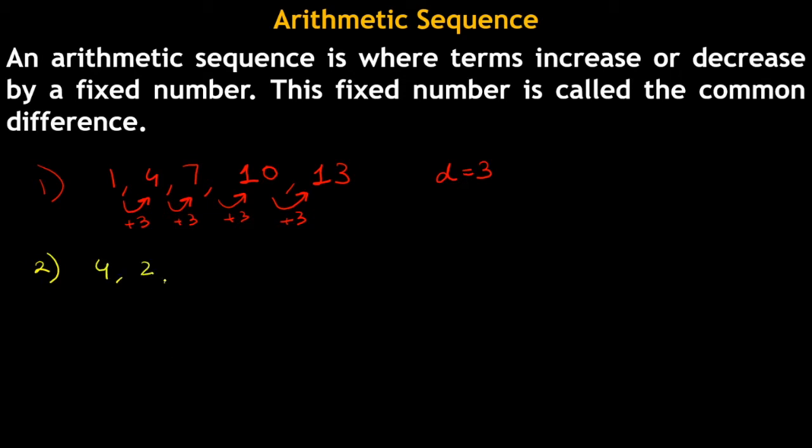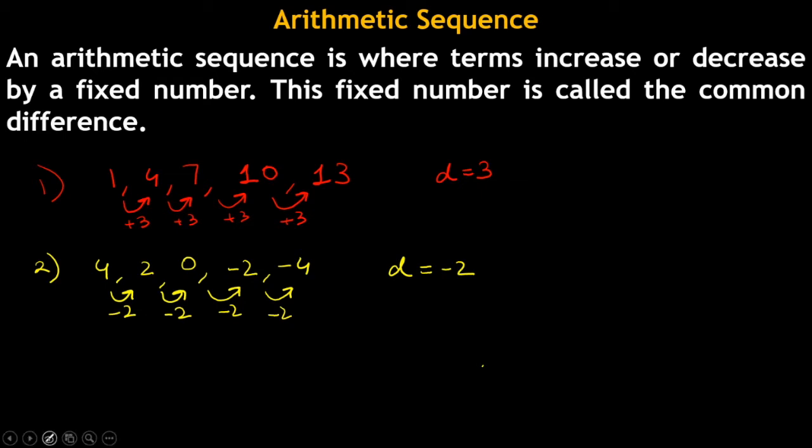4, 2, 0, minus 2, minus 4. In this example, the next number is being decreased by 2. So in this case, our common difference is minus 2. Let's look at a third example.